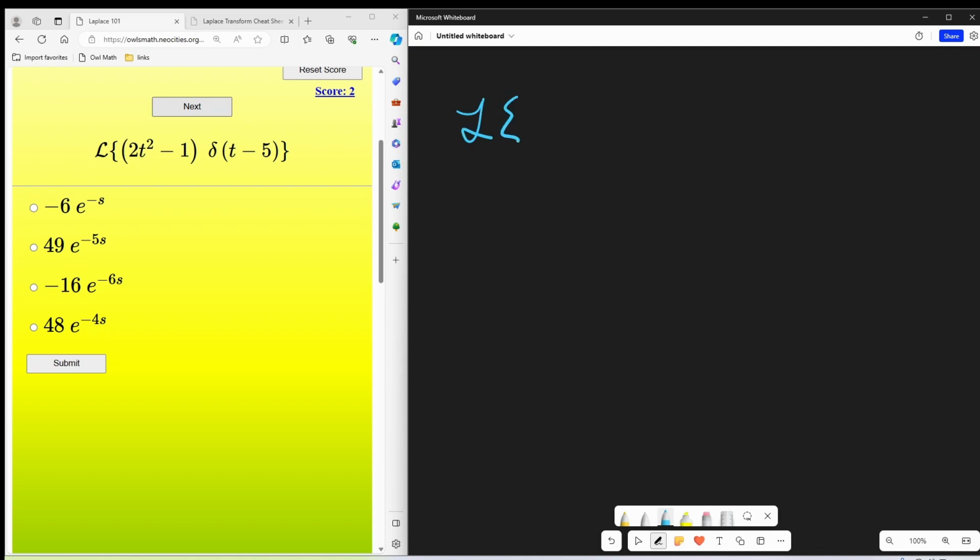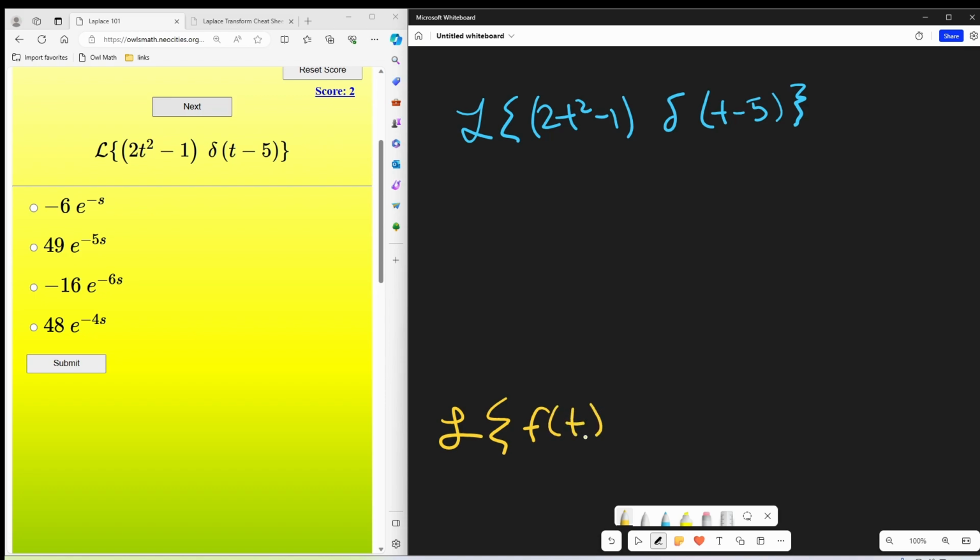Okay, this looks interesting. We have here the Laplace transform of 2t squared minus 1 times the Dirac delta function t minus 5. Let's just recall our formula for the Dirac delta function. What we found a few videos back was the Laplace transform of f of t times the Dirac delta function of t minus, let's say, c. Then our formula for this is going to be e to the minus cs times f of c. So we just have to take our function here and evaluate it at this point c. Okay, that shouldn't be too bad.